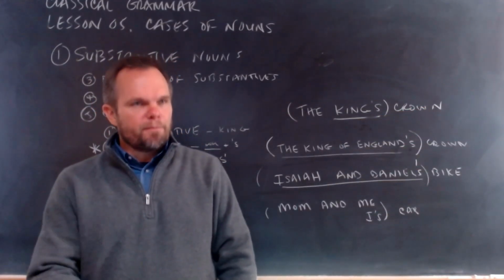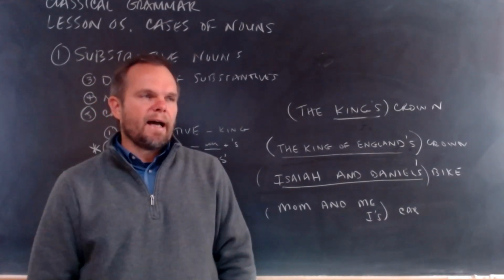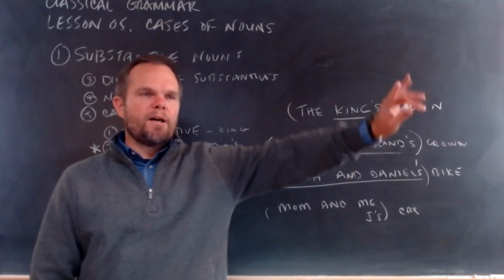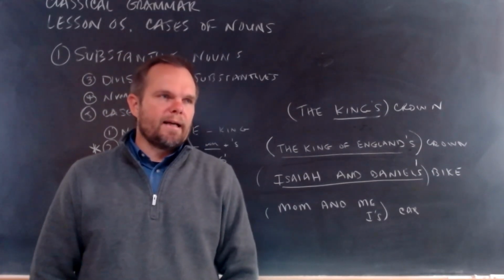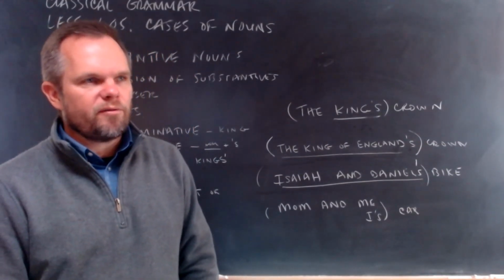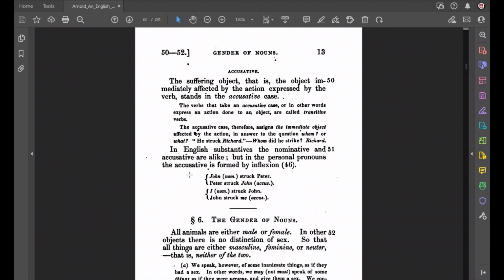The ball is a direct object, the immediate object that suffers the action of the verb. But then there can be other objects that are called indirect objects because they're affected by that action, but not directly. Only the ball is affected directly. Okay? The suffering object, that is, the object immediately or directly affected by the action expressed by the verb, stands in the accusative case. Okay, that's the accusative case.